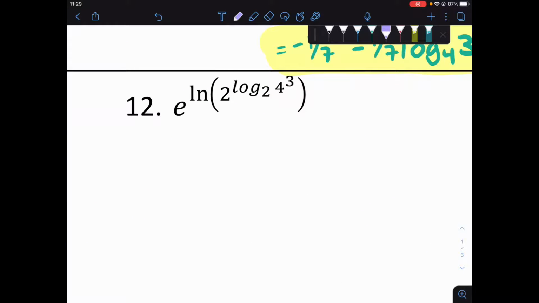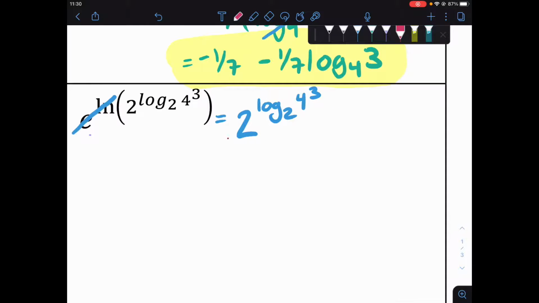So if we look here, we've got e to the natural log of 2 to the log base 2 of 4 cubed. And so looking on the outside, we've got e to the natural log. Those are the same base. They're going to go away. Now we've got 2 to the log base 2 of 4 cubed. 2 to the log base 2, that's going to go away. So we've got 4 cubed, or 64.